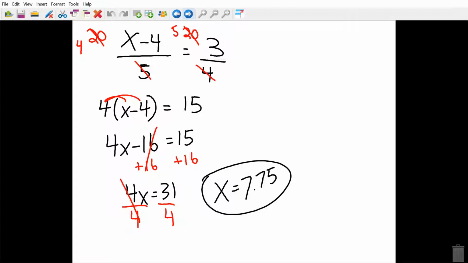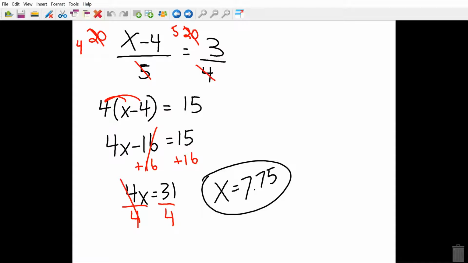The first step is to eliminate the fractions. So you look at the denominators of 5 and 4. The multiple of 5 and 4 is 20. So you multiply both sides by 20. 20 divided by 5 is 4. 20 divided by 4 is 5. 5 times 3 makes 15, but the 4 has to be distributed to both the x and the 4, so we're going to write that down separately. 4 times x is 4x. 4 times negative 4 is negative 16.